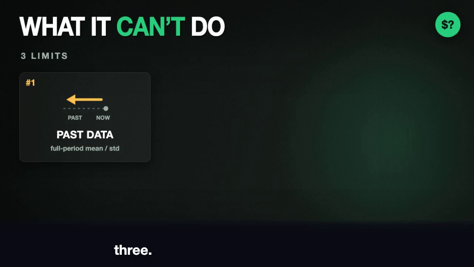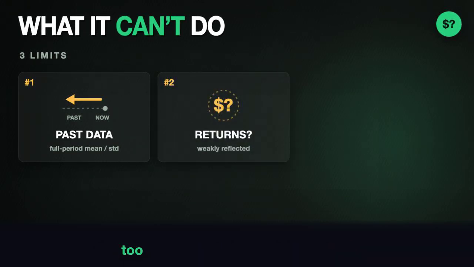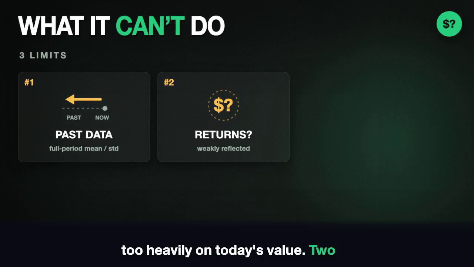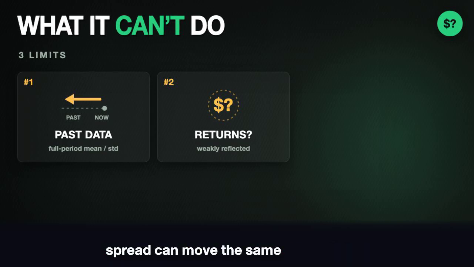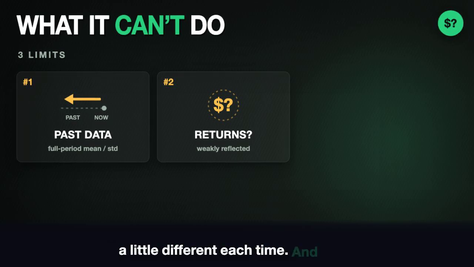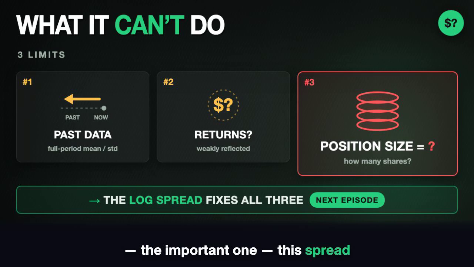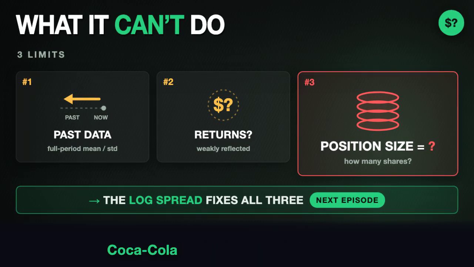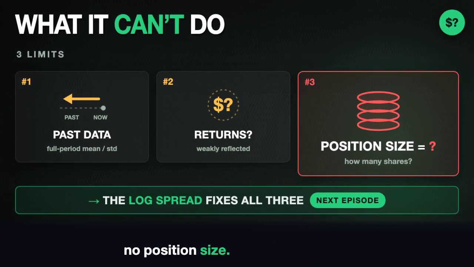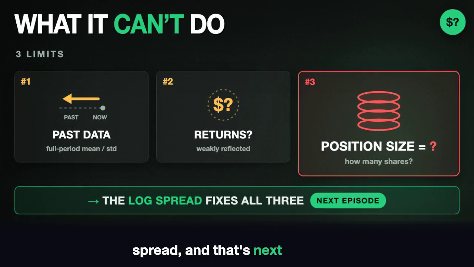There are 3. 1, this spread is computed from the mean and standard deviation over the entire period, so past data weighs too heavily on today's value. 2, it doesn't reflect actual returns well. The spread can move the same distance, yet the money you actually make comes out a little different each time. And 3, the important one, this spread never tells you how many shares of Coca-Cola to buy and how many shares of Pepsi to sell. It gives you no position size. The tool that fixes all 3 of these is the log spread, and that's next episode.